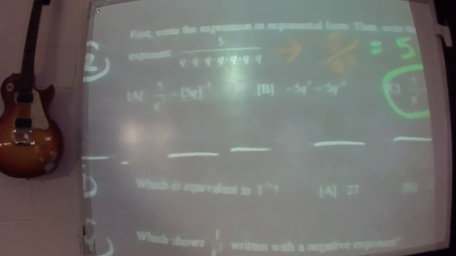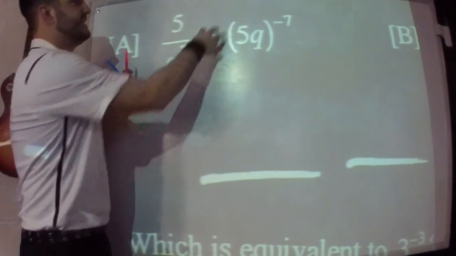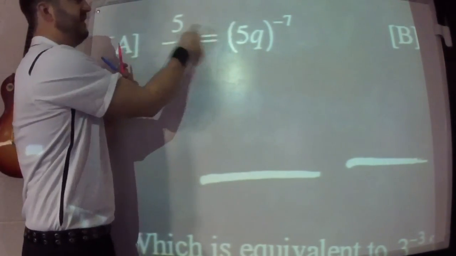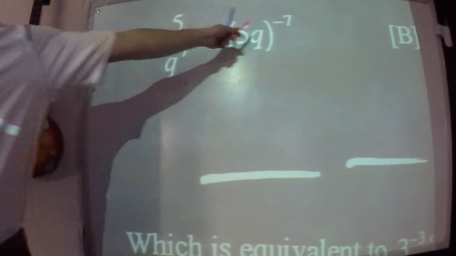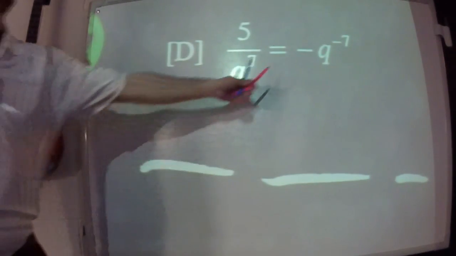They did a few things wrong on here. On A, we're bringing this up and we're just going to do q to the negative 7. That 5 doesn't have anything to do with that. And on D, they just totally lost the 5 over here.